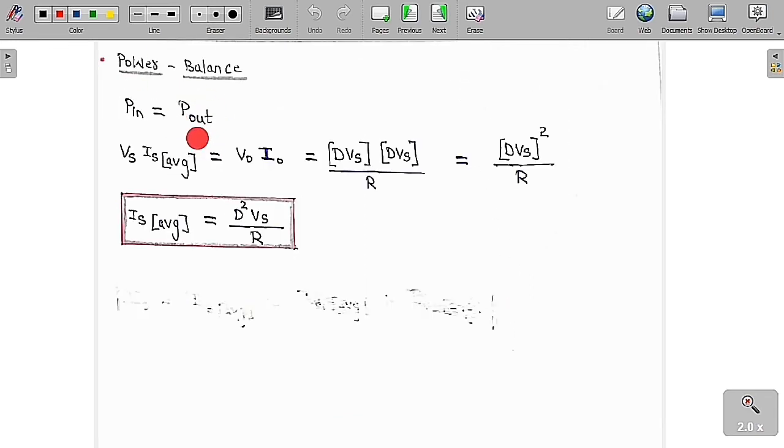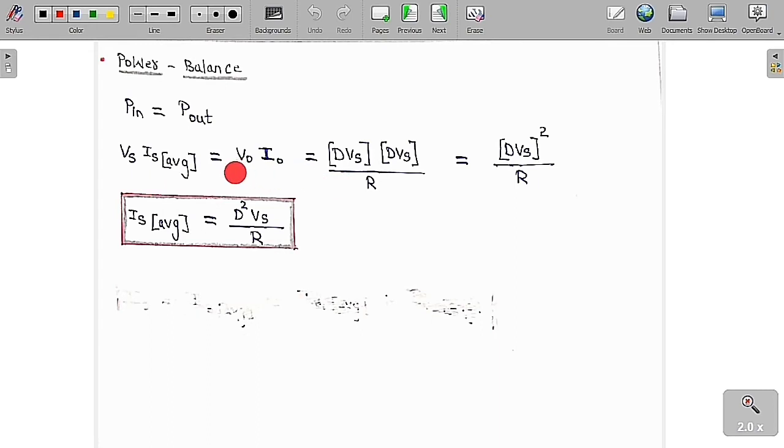Now I am going to apply the power balance for the input and output, because all the devices are ideal. So Pin is equal to P naught. Always you have to take the average values. So Vs into Is is equal to V naught into I naught. Here all the things are average values. So Vs into Is average is equal to V naught into I naught.